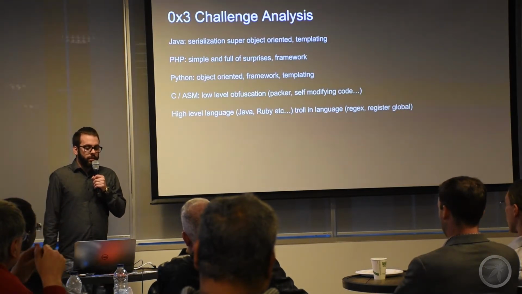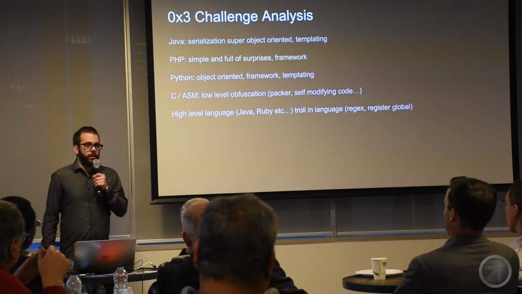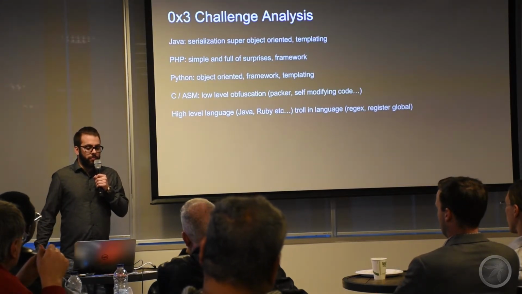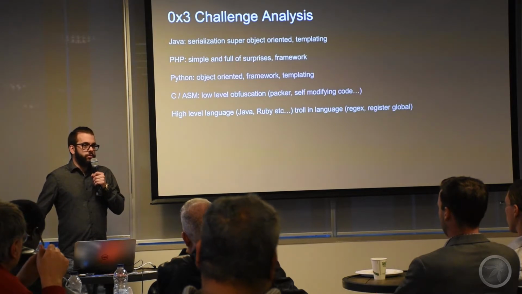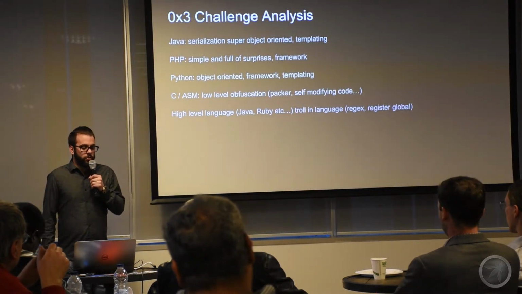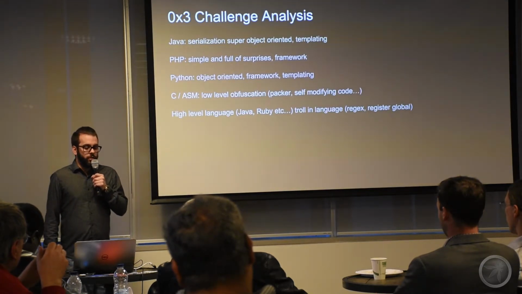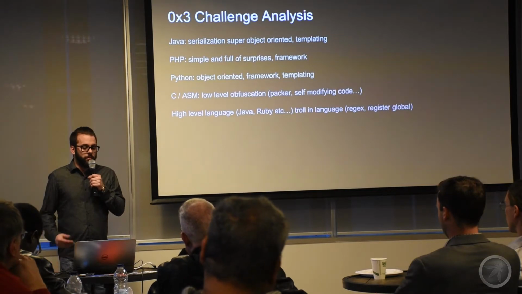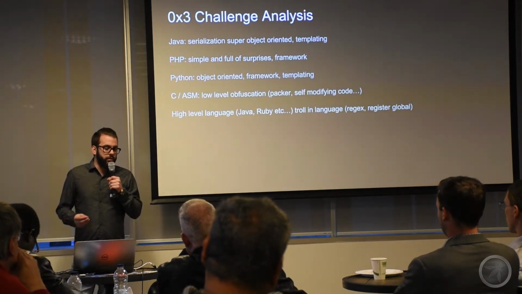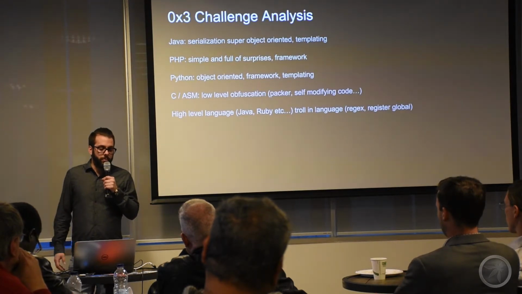Python is object-oriented like Java, but a totally different approach; applications are not designed the same. For example, Django for Python is a well-known framework that also uses a lot of templating. You're going to have Flask, for example. So you may find web applications built on top of Python. The vulnerabilities will be totally different than PHP again, because Python uses a different approach to create a web application.